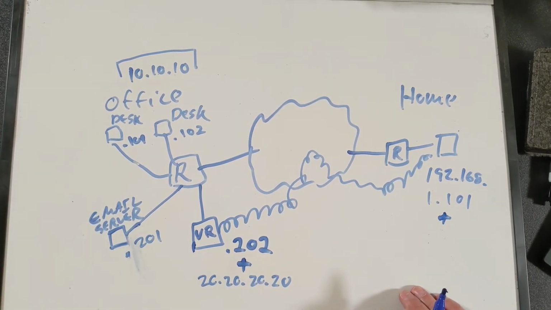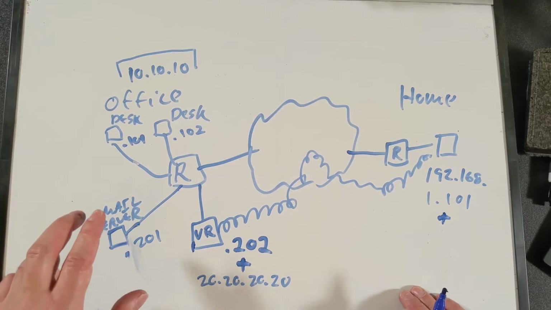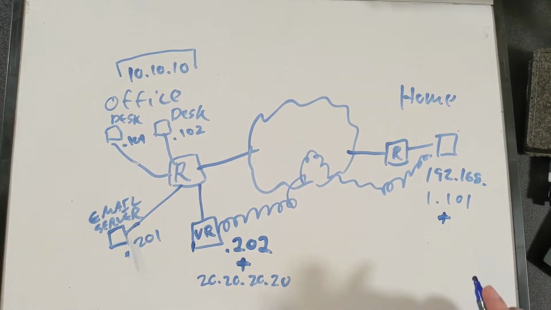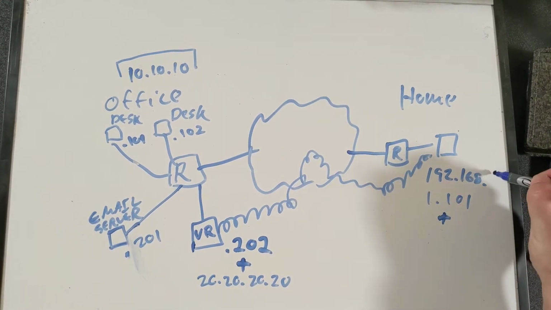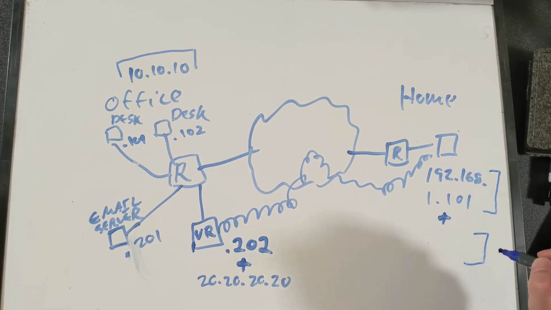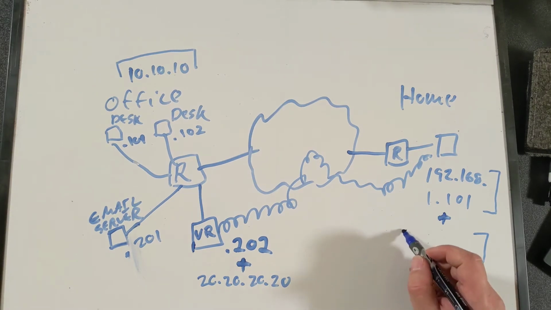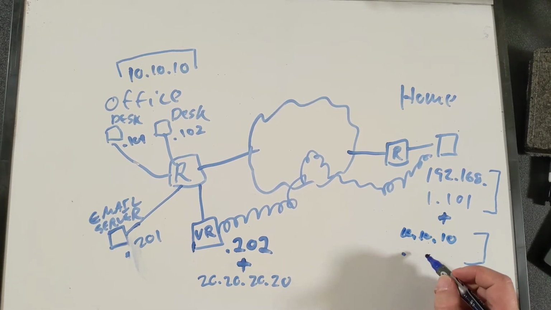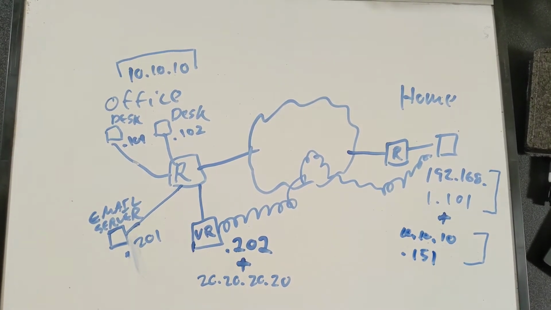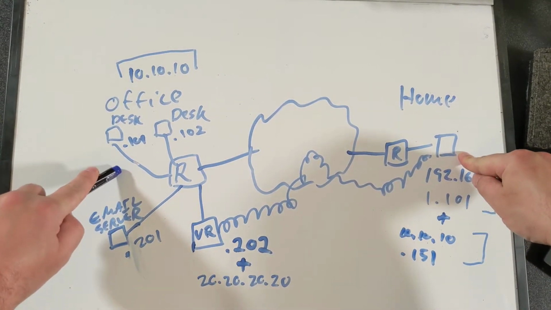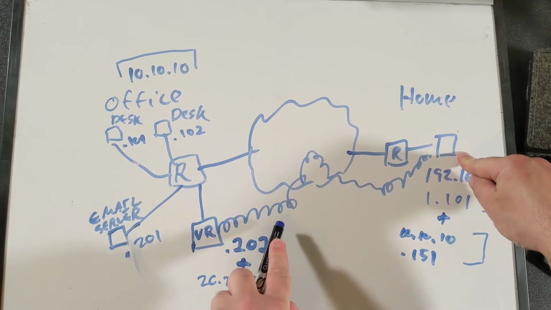And in this particular case, the simplest solution is probably just to extend this local private network through the tunnel over here. So this machine now has a private address on the local network, but it's also going to have a private address on the office network, just like it was physically over at the office. So we'll go ahead and give it 10.10.10.151.